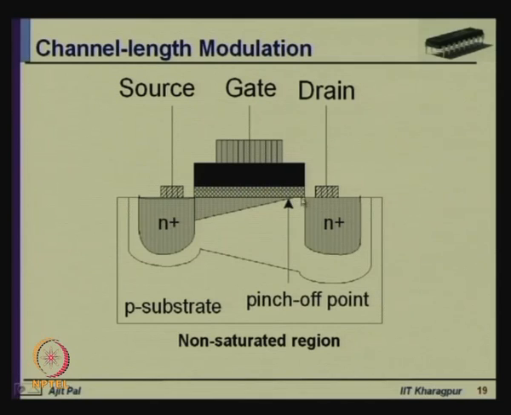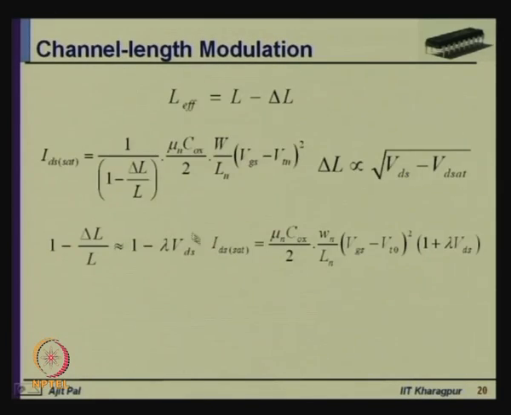So, here there is a small region where there is no charge carrier. Essentially, the channel length is now becoming smaller than the physical length of the device. So, the effective channel length is smaller, and that is why we call it channel length modulation. Essentially it is dependent on the drain voltage.